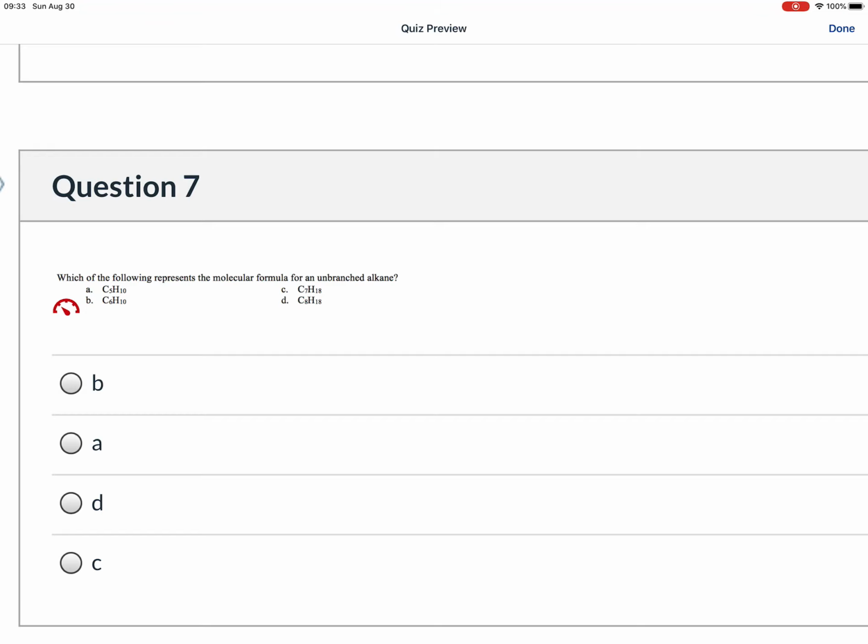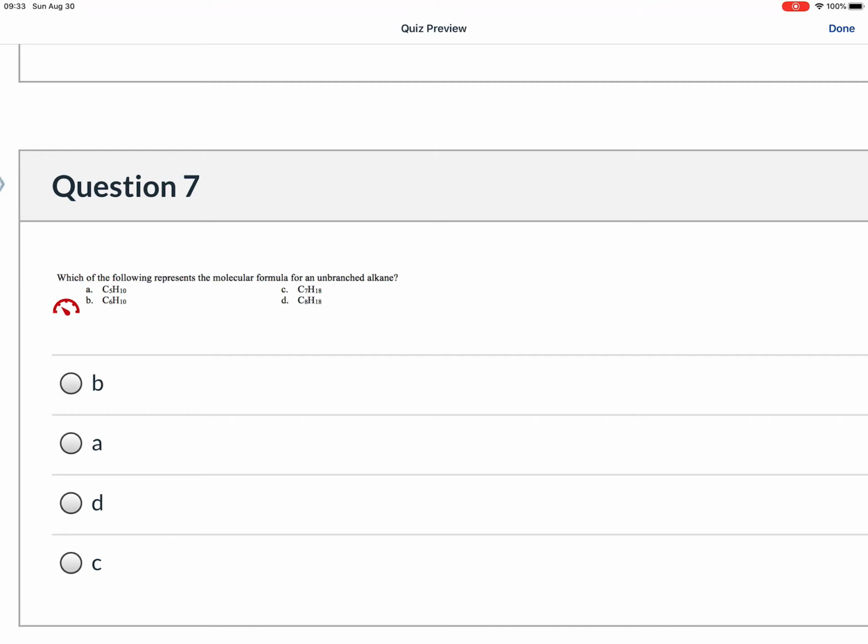So whatever number of carbons you have, you have to have twice as many plus 2 hydrogens. So for A, 5 carbons, we should have 12 hydrogens. So no. B, 6 carbons, we should have 14 hydrogens. So no. C, 7 carbons, that should be 14 plus 2, 16 hydrogens.